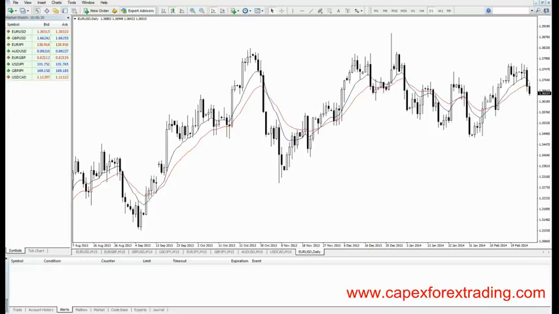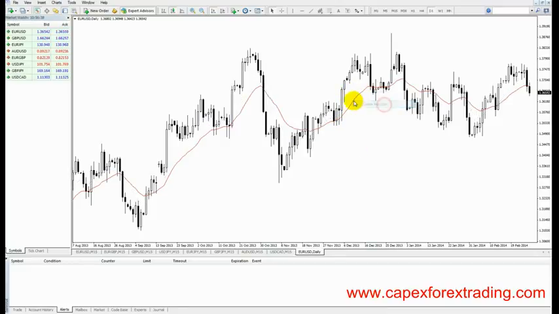Now lastly, for some reason, a lot of traders seem to think that there is a magic number in moving averages. So they seem to think that the 10-period moving average is the best. Some people tend to think that the 20-period moving average is the best, but this is not true. There is no magic number to moving averages. It really depends on the strategy that you are trading.